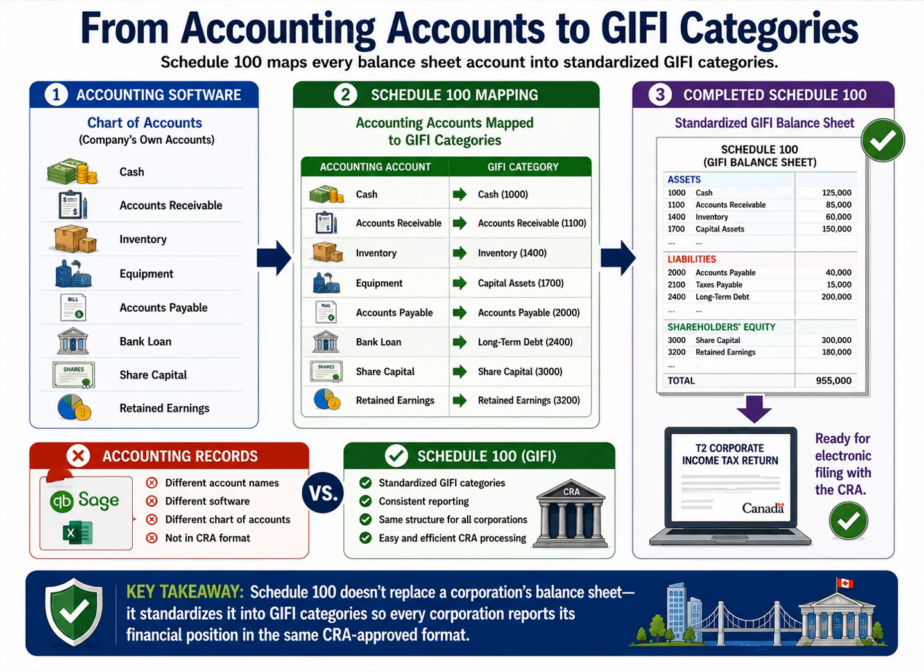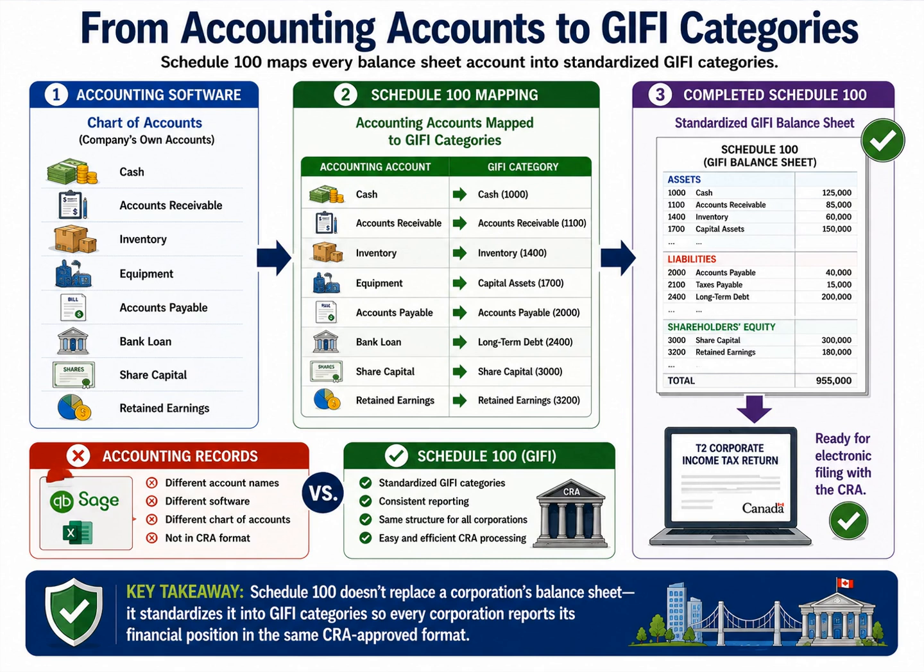The objective is not to change the financial information, but simply to organize it according to the standardized GIFI reporting structure. Once every balance sheet account has been mapped, the information is assembled into Schedule 100. The completed schedule presents the corporation's assets, liabilities, and shareholders' equity in the consistent format required for electronic filing with the T2 corporate income tax return.